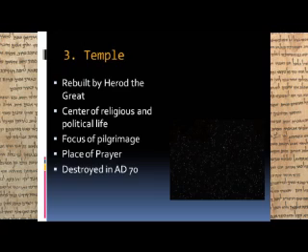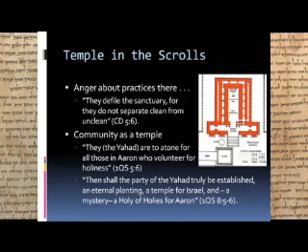Interestingly, in the scrolls, you find anger about practices in the temple. "They defile the sanctuary, for they do not separate clean from unclean," says the Damascus Document. And there is a perspective that the community is a new temple. "They, the Yachad, are to atone for all those in Aaron who volunteer for holiness. Then shall the party of the Yachad truly be established, an eternal planting, a temple for Israel, and a mystery, a holy of holies for Aaron."